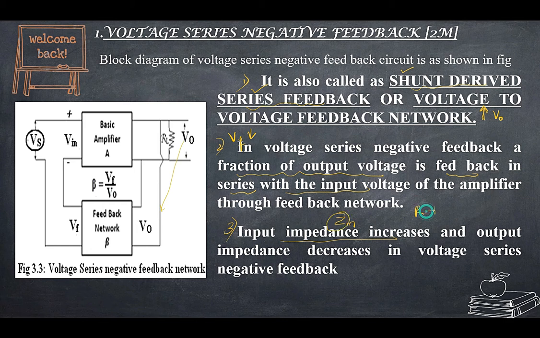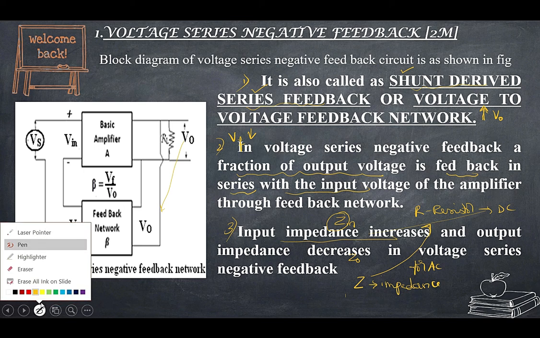R is called resistance. It is used only for DC. Z is called impedance. It is usually nothing but resistance for AC signals. So input impedance Z in increases, and output impedance, that is ZO, decreases.